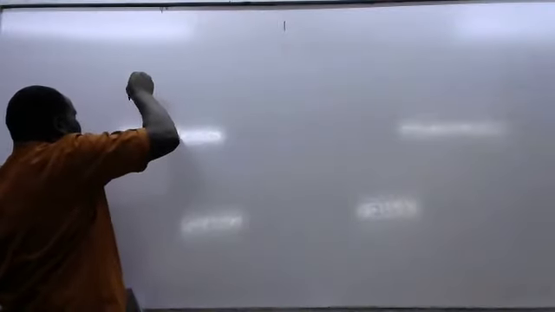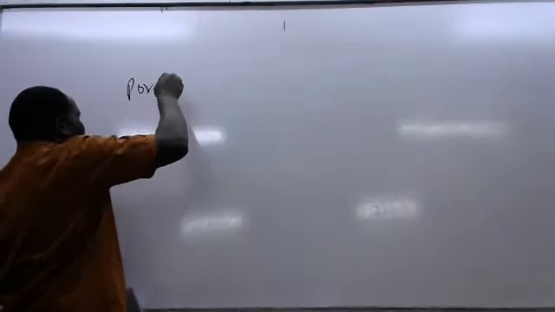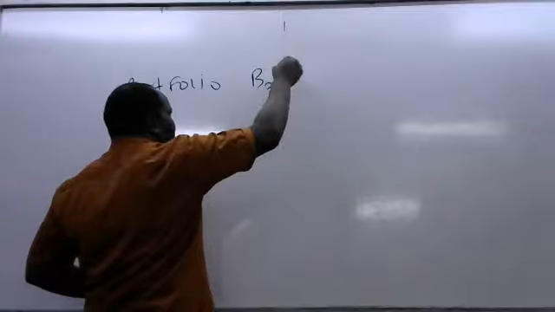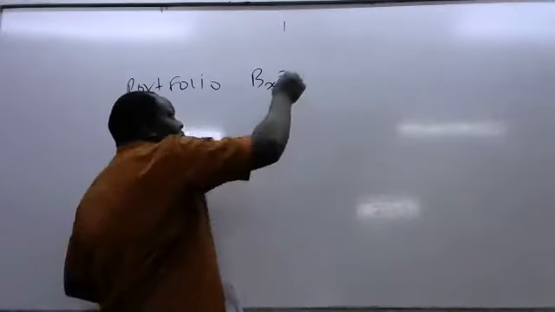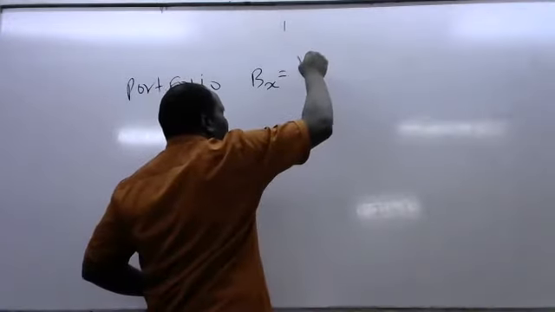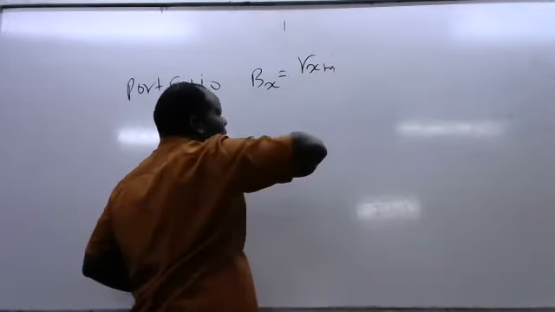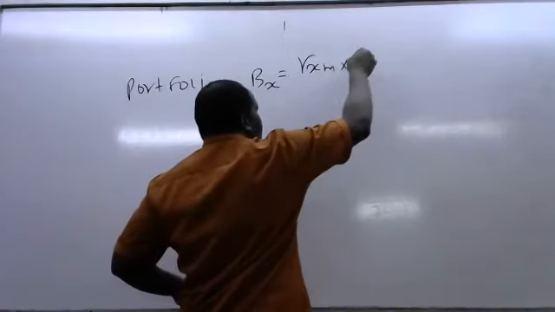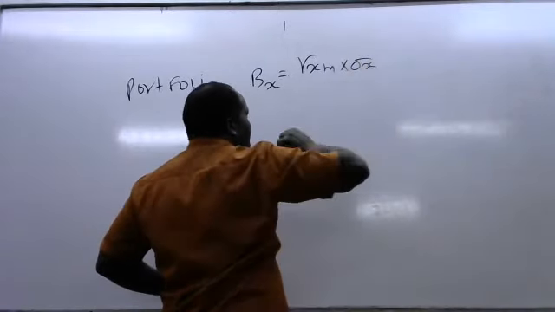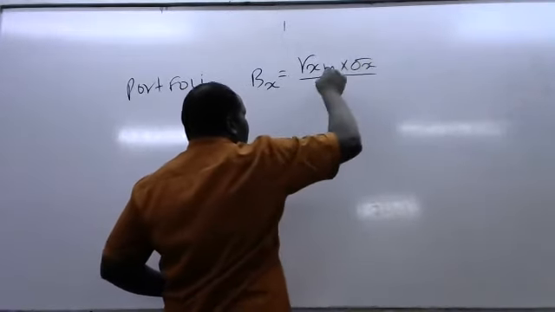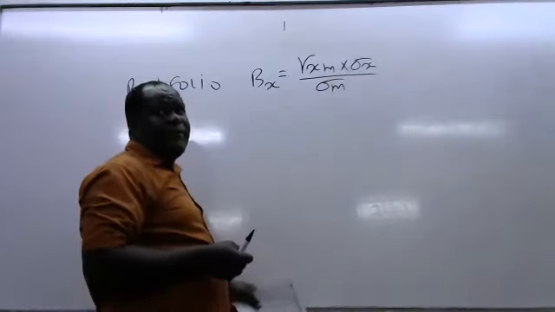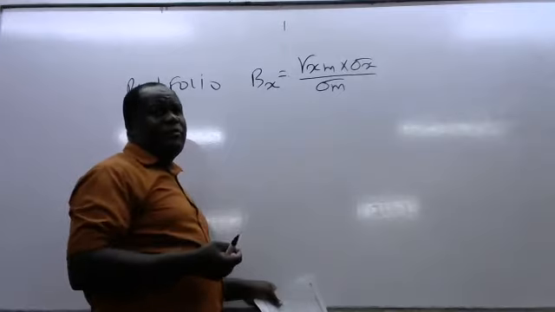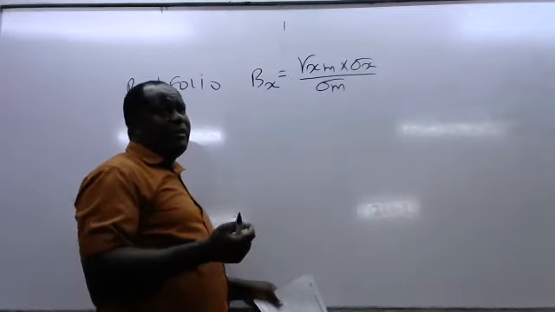We can have the column for the portfolio. Then the beta factor of security X. For this question, it will be given by the correlation coefficient between security X and the market, multiplied by the standard deviation of security X, then divided by the standard deviation for the market. We have used that formula before. So as per the information in that question, that's how we should be able to calculate it.